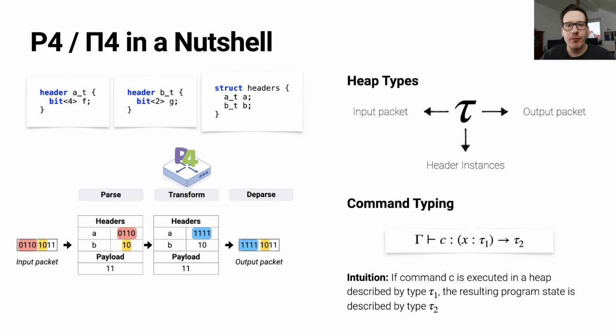We assign a dependent function type to every command, where the input type describes the program state before the execution of the command, and the output type describes the program state after the execution. Using a dependent function type, where the output type can reference the input, allows us to relate both program states.